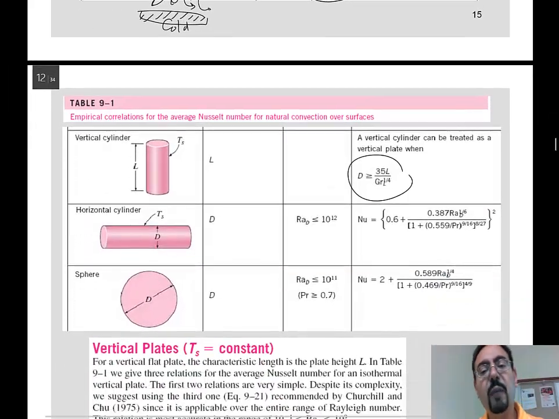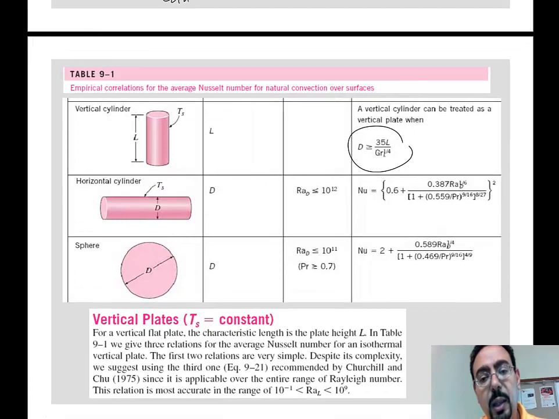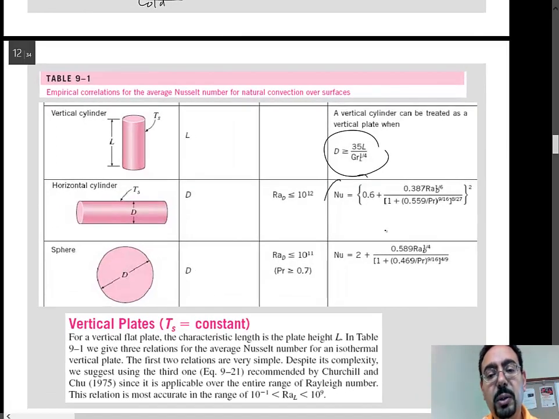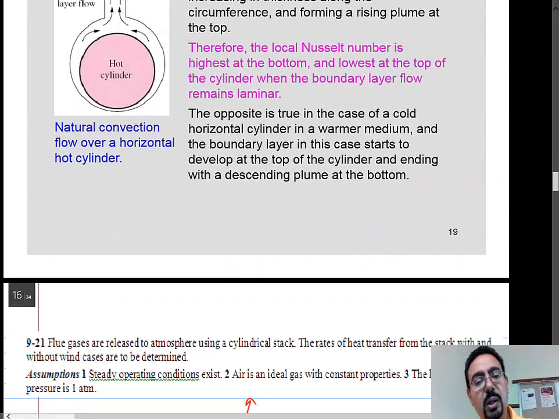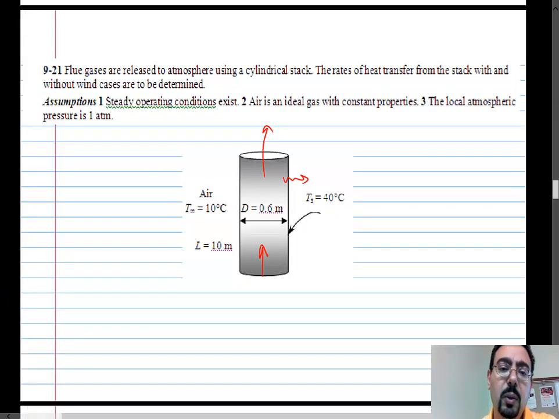So anyway, you have all those relations that allow us to calculate the Nusselt number. All right? And actually, let's jump to an example before we go to the rest.